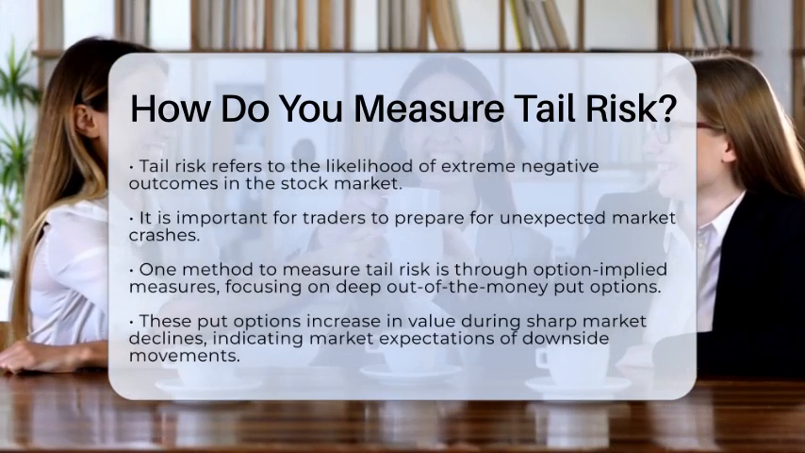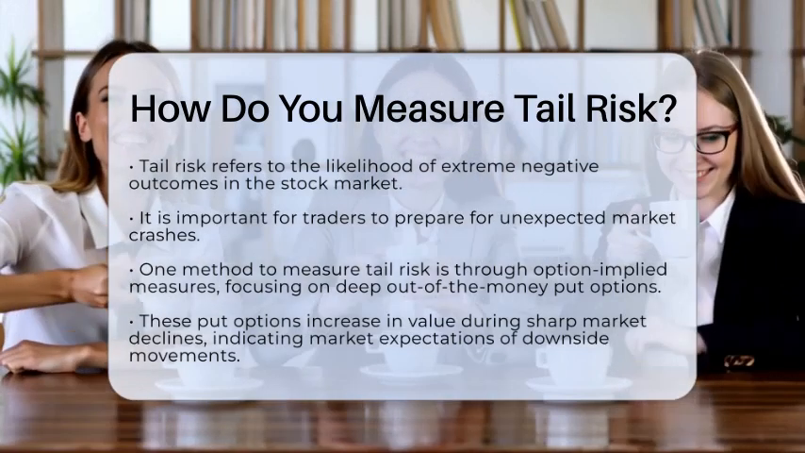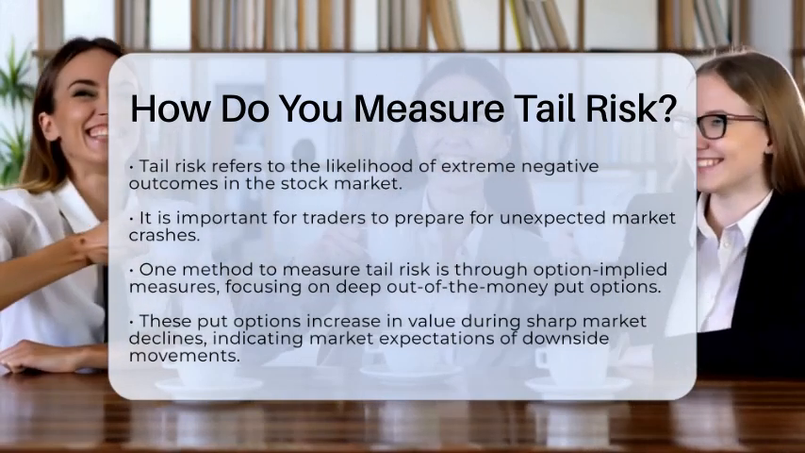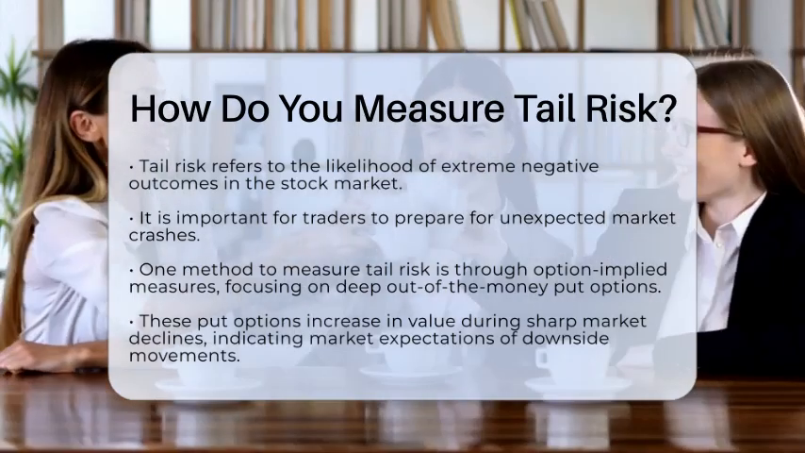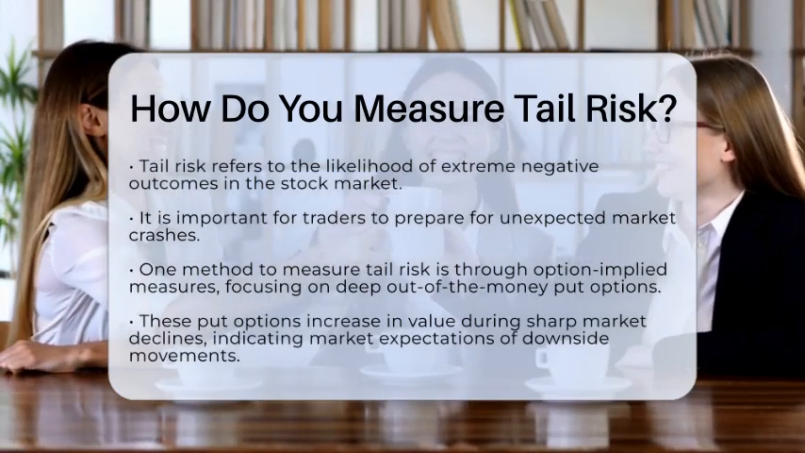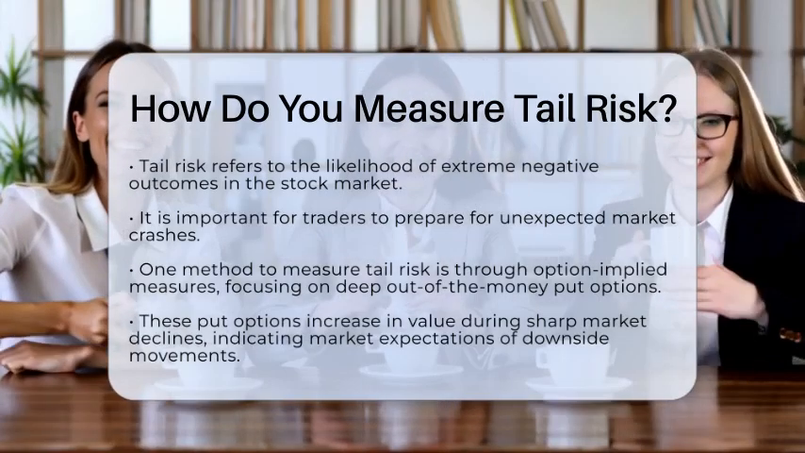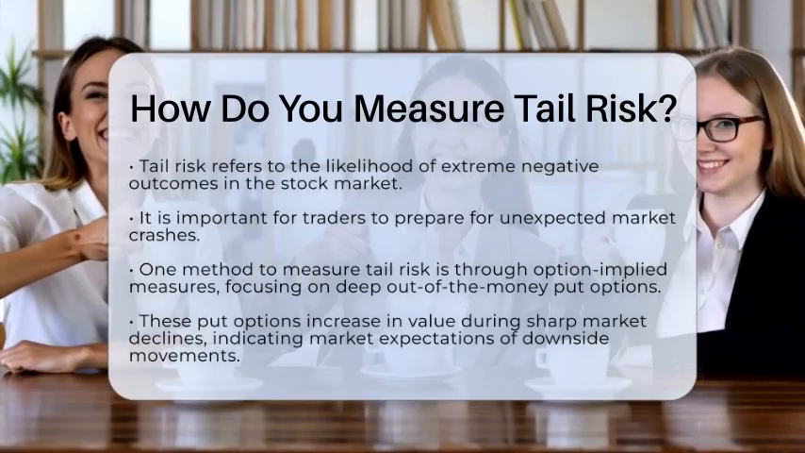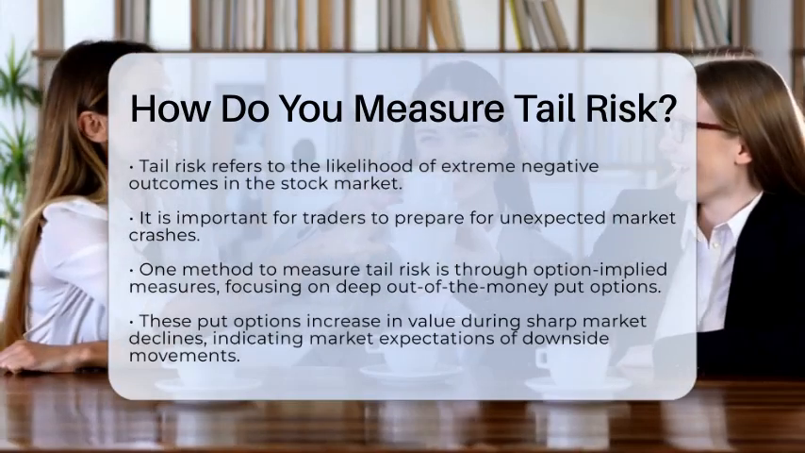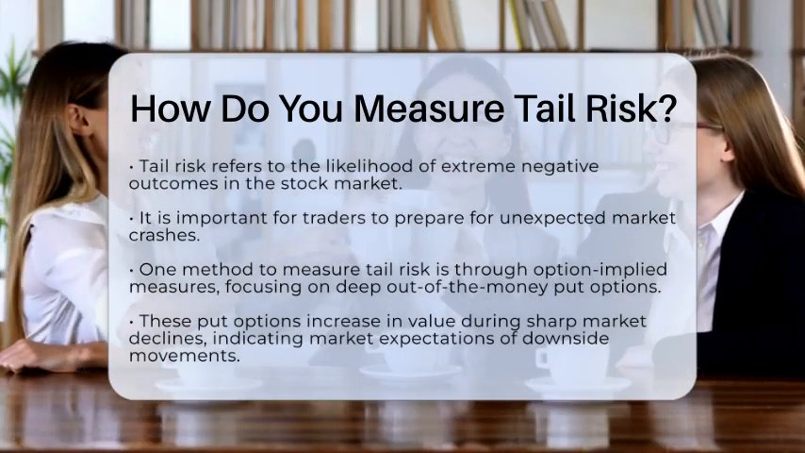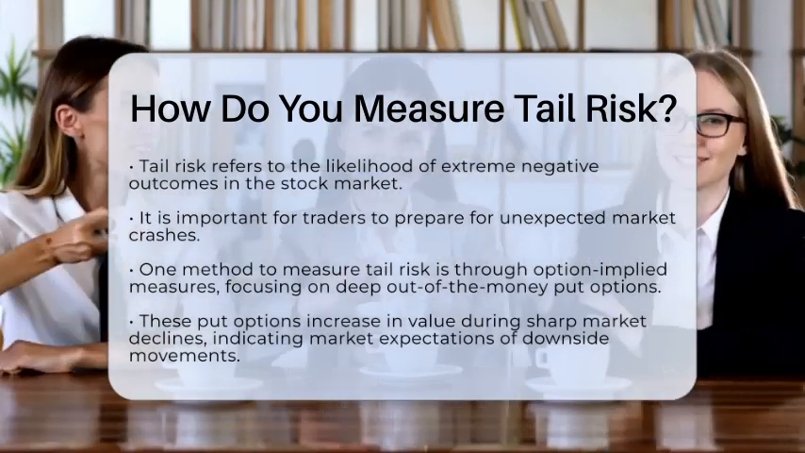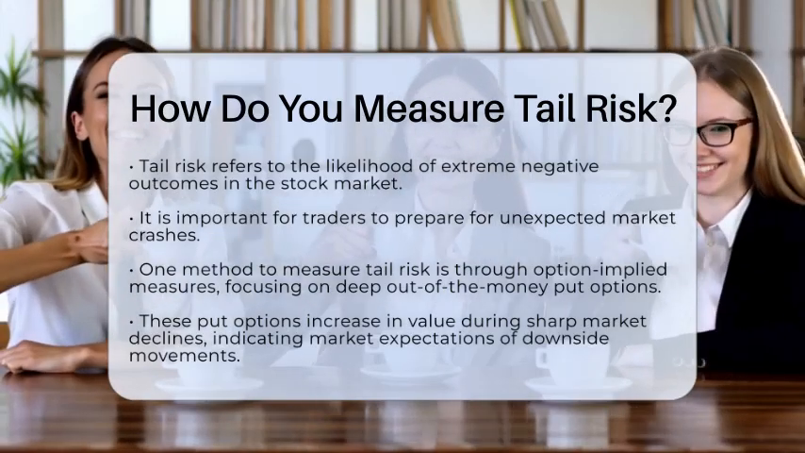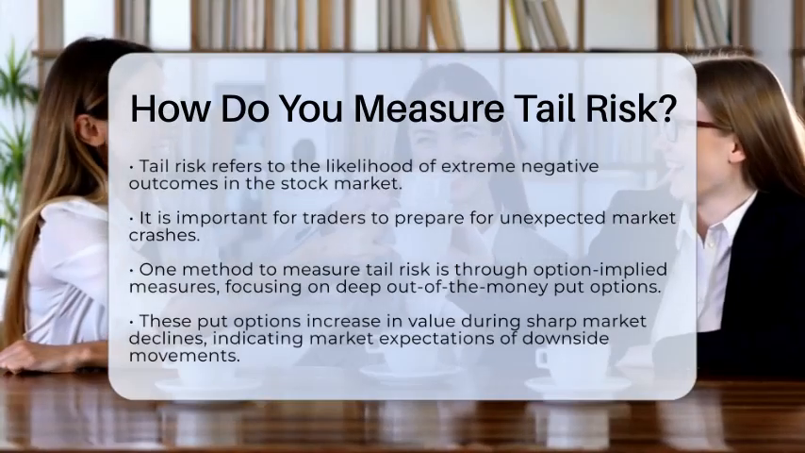So, how do we measure this risk? One common method is through option-implied tail risk measures. This approach looks at the prices of deep out-of-the-money put options. These options gain value when the market drops sharply, reflecting the market's expectations of extreme downside moves. A well-known measure in this area is the Bollerslev and Todorov option-implied left-tail risk measure. It uses the prices of these deep out-of-the-money puts to predict future tail events.